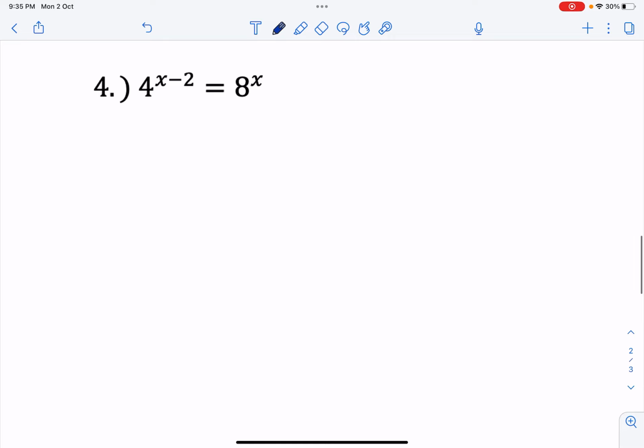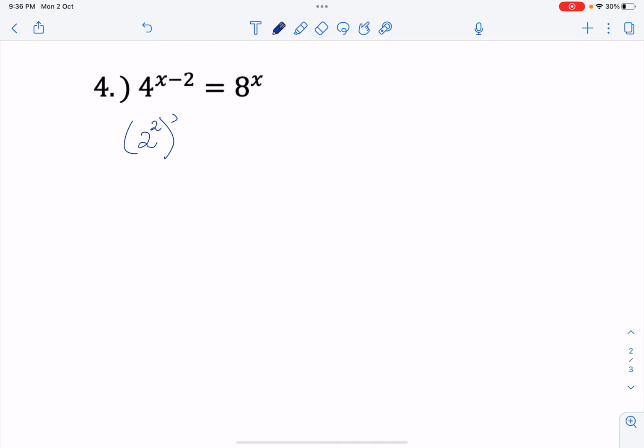so we have some more examples. In this case, on the left-hand side we see base 4, on the right-hand side we see base 8. We can't really express 8 as 4 power something, so we will have to choose a different base for both sides of the equation. When we look at 4 and 8, both of them can be expressed as exponents with base 2. So I will write 4 as 2 power 2.